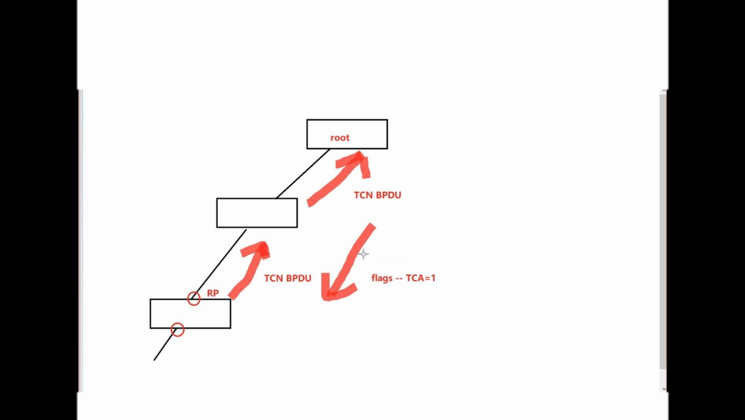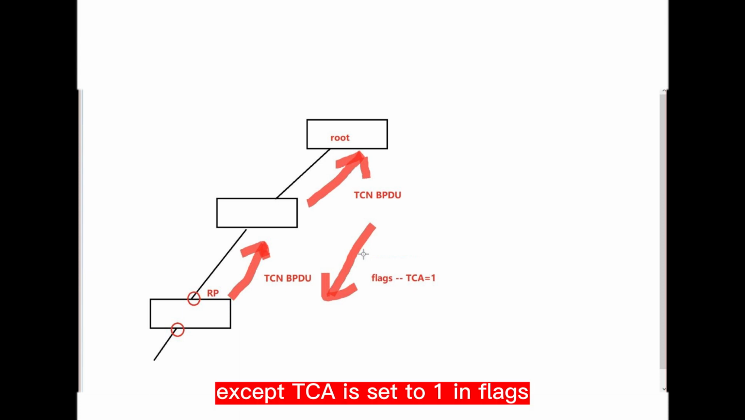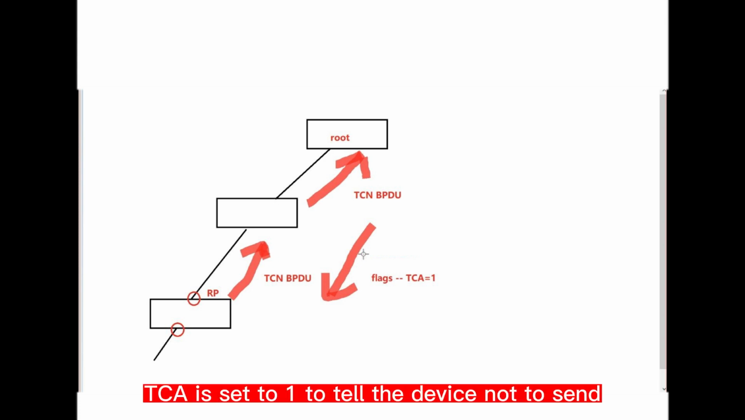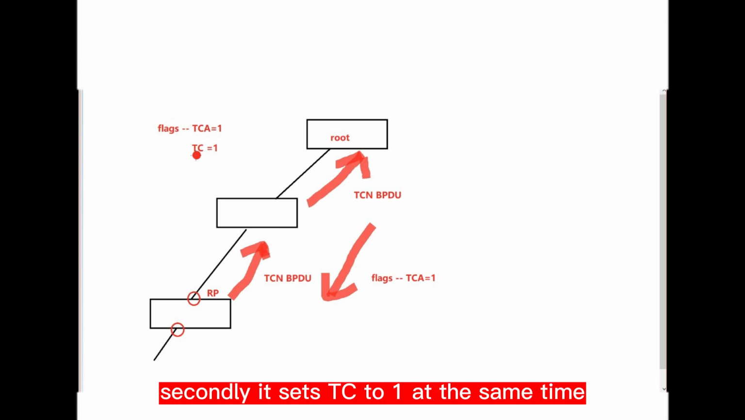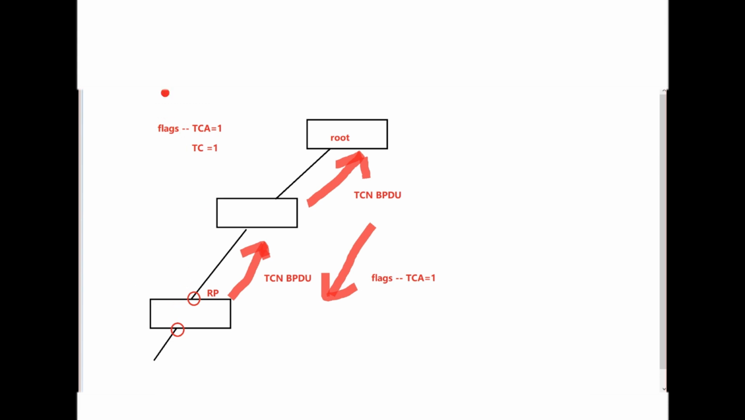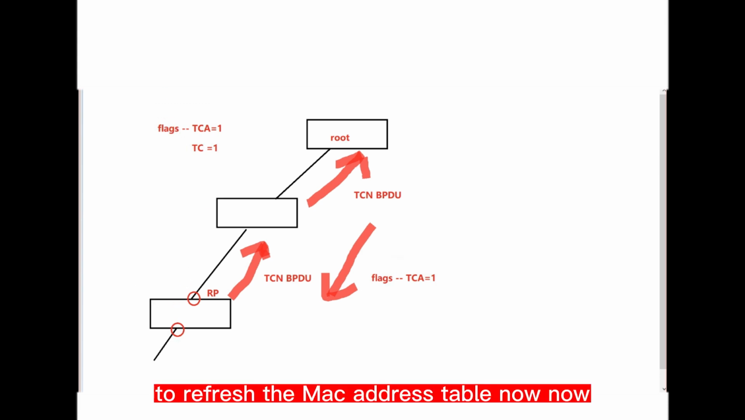Among them, except TCA is set to 1 in flags, it will also set another TC to 1. TCA is set to 1 to tell the device not to send. Secondly, it sets TC to 1 at the same time. This tells the entire network to refresh the MAC address table now.